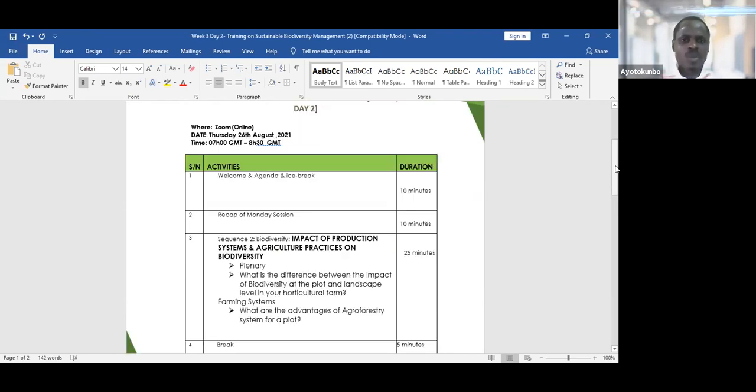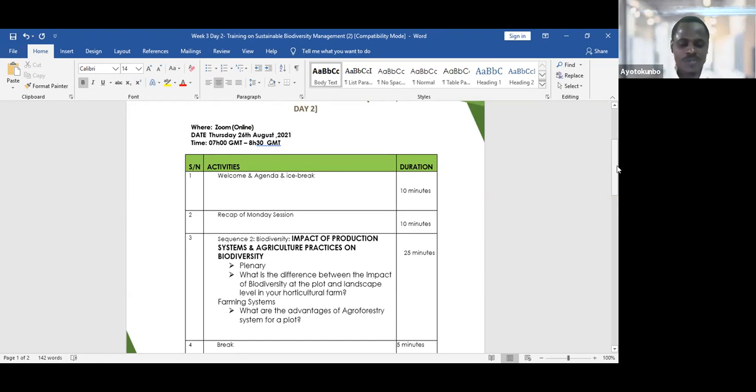Then, allow me to take us through sequence 2, which is the impact of production systems and agricultural practices on biodiversity, in which we are going to have a plenary session, and we are going to have the difference between the impact of biodiversity at the plot and landscape level in your horticultural farms. This will strictly be applicable to your domain, what you do in your respective farms. And of course, we are going to have the advantages of agroforestry system on your farm.